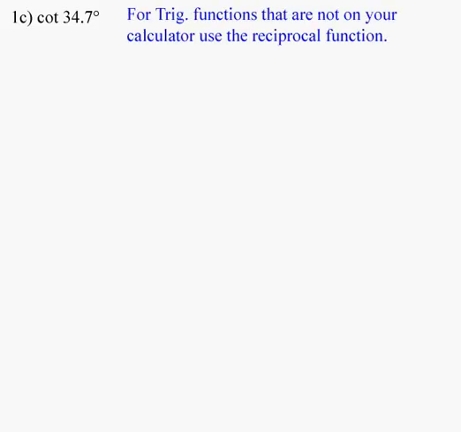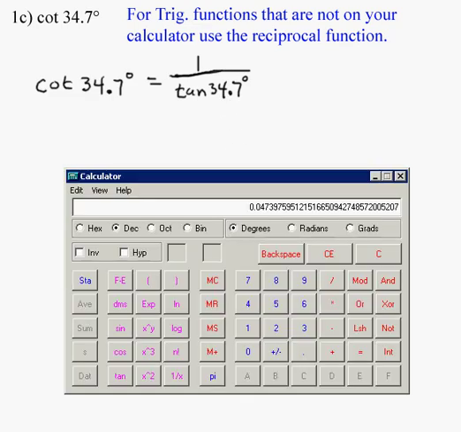So what do we do? Well, I've been asking you all chapter long to memorize your reciprocals. So who can tell me what the reciprocal of cotangent is? Yes. Well, what function is the reciprocal? And that is the tangent. So another way to write the cotangent of 34.7 decimal degrees is 1 over the tangent of 34.7 decimal degrees.